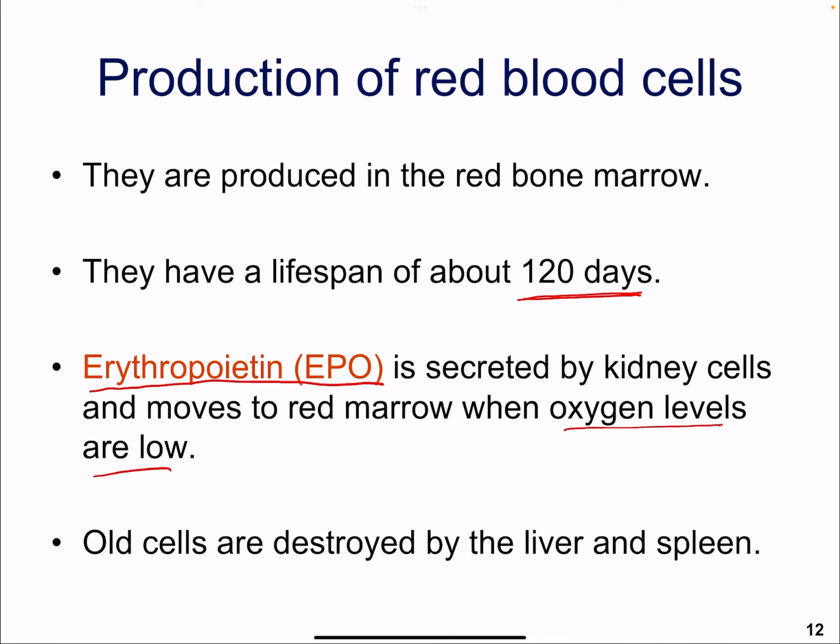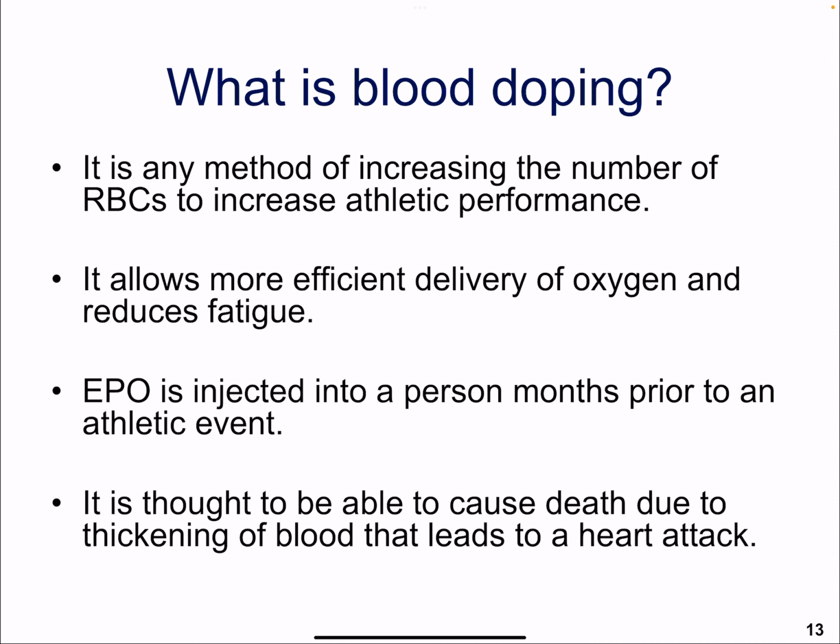Remember that. Okay? The old red blood cells or erythrocytes are going to be destroyed in the liver and in the spleen. These are the two organs that serve as cemetery for old red blood cells. Now, knowing all this information, specifically that erythropoietin is responsible for increasing the amount of red blood cells in our blood, some athletes are using this information to cheat, right? They do blood doping.